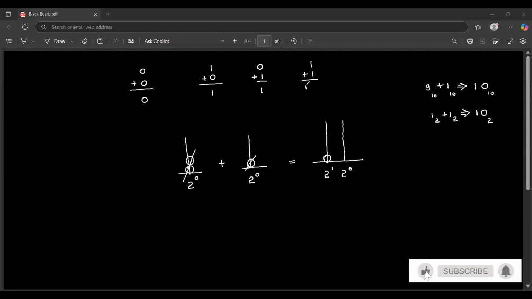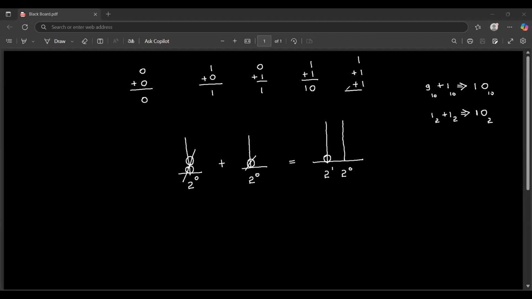So this will be equals to 1 0. Okay, this will be equals to 1 0. What if you had 1 plus 1 plus 1? Okay. Well, in this case, you can add another one.